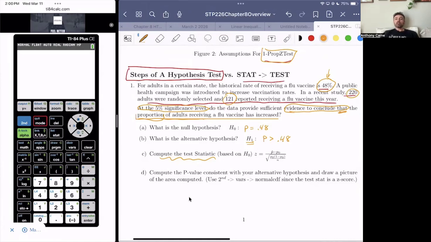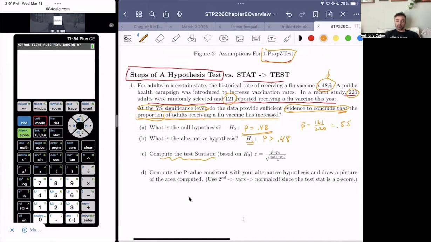If the proportion of adults was 0.48, if it hasn't changed, it's possible you just happened to ask a lot of people who got the vaccine. So what is our p hat, our sample proportion? Our sample proportion is 121 divided by 220, and if you put that in the calculator, you'll get 0.55. It's possible we did a random sample, and by random chance, we sampled a lot of people who got vaccines. Totally believable. So what are the chances of that actually happening?